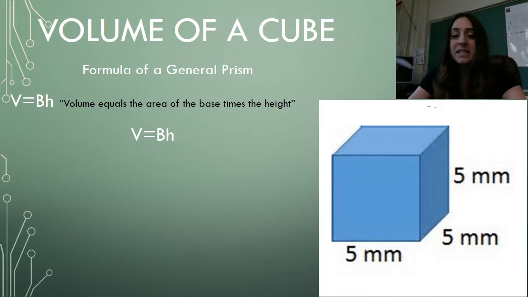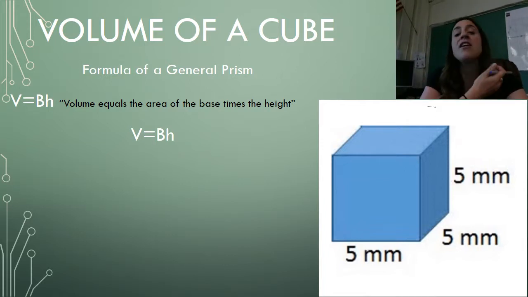I know it's a cube because it's made out of squares, and also because all the sides are the same length. Every side is 5 millimeters. To find the volume, I know I need to use my formula. V equals the area of the base times the height. I wrote it out for you here as well.